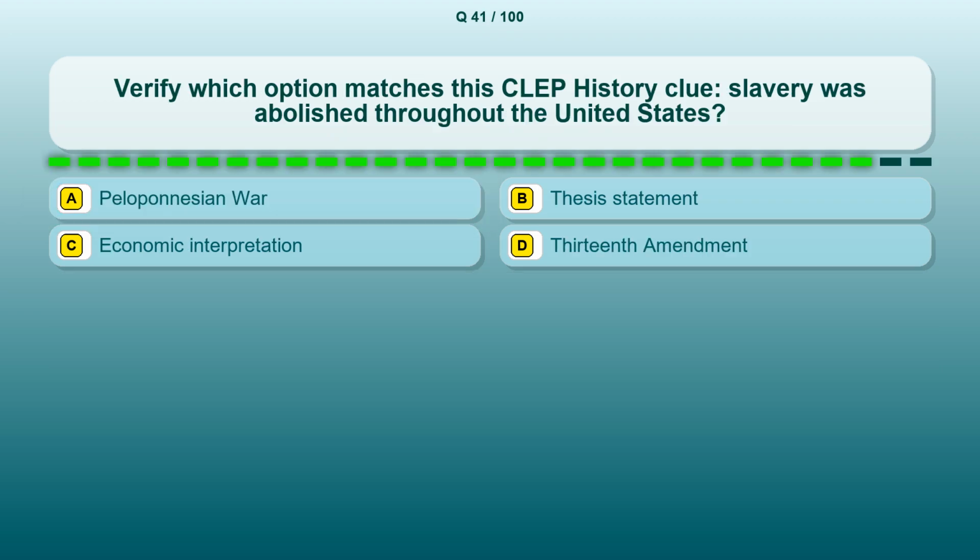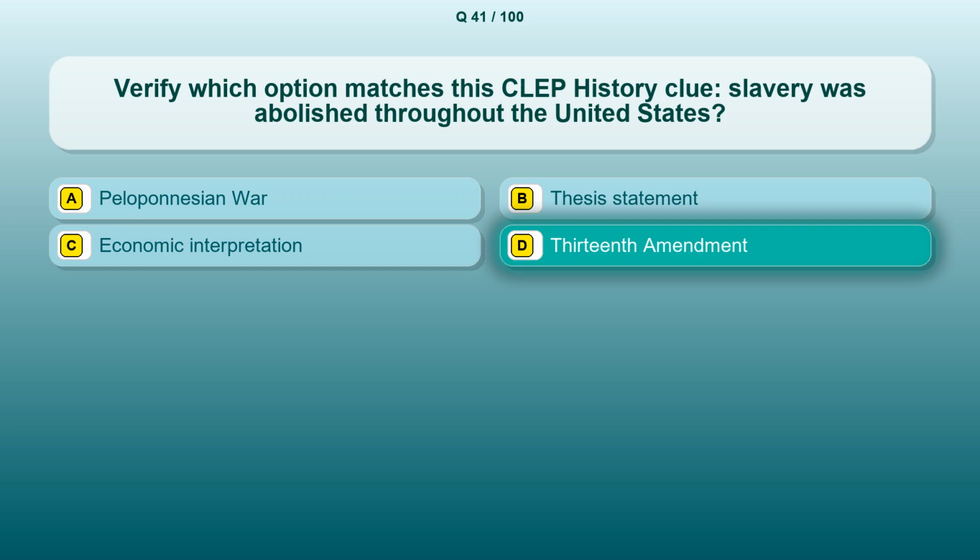Question 41. Verify which option matches this CLEP history clue. Slavery was abolished throughout the United States. Option A, Peloponnesian War. Option B, thesis statement. Option C, economic interpretation. Option D, 13th Amendment.